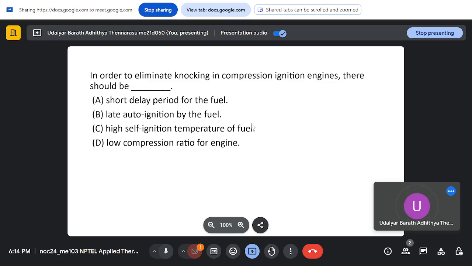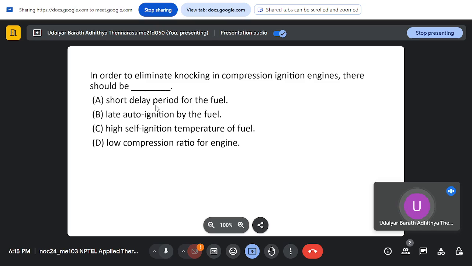Next is, in order to eliminate knocking in compression ignition engines, there should be dash. A, short delay period for the fuel. B, late auto ignition by the fuel. C, high self ignition temperature of fuel. D, low compression ratio for engine.